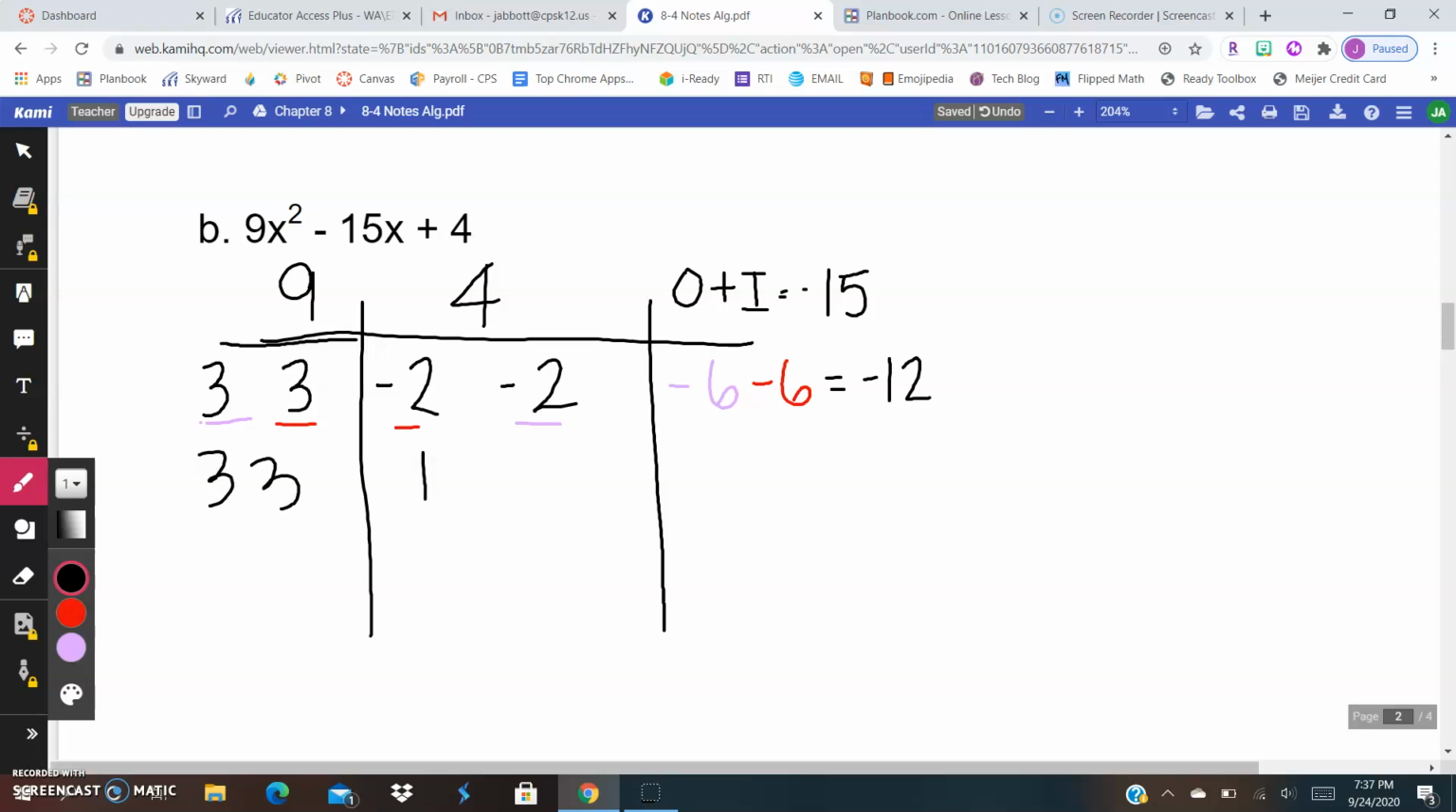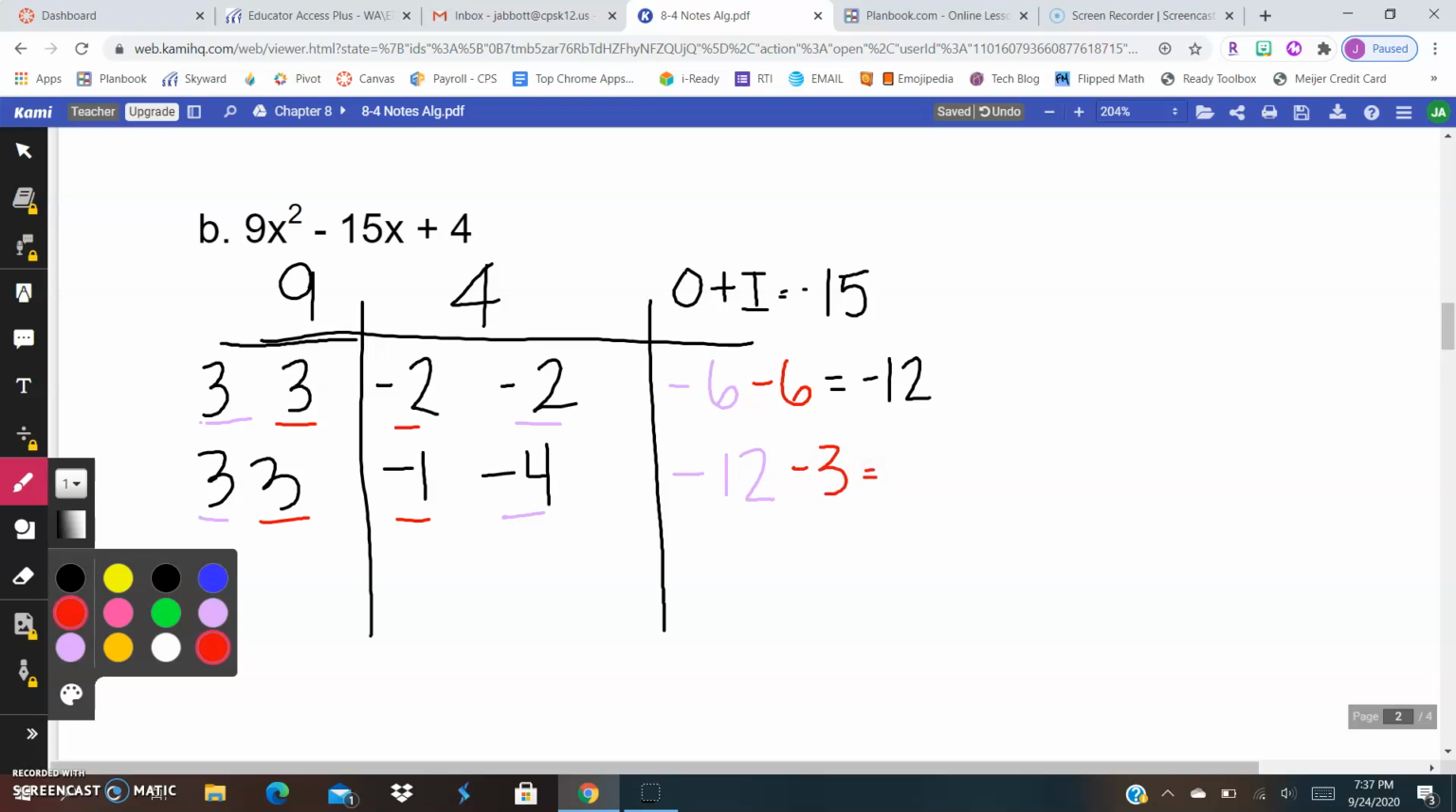So let's try 3 and 3 and 1 and 4. Again, we're going to have 2 negatives here in the middle. So 3 times negative 4 would be negative 12. Our inner is 3 times negative 1 would give us negative 3. And when we add negative 12 and negative 3 together, we get negative 15. Now to write our answer, we still need our 2 sets of parentheses. Our x column is 3 and 3, so 3x and 3x. And our constants is negative 1 first and then negative 4.